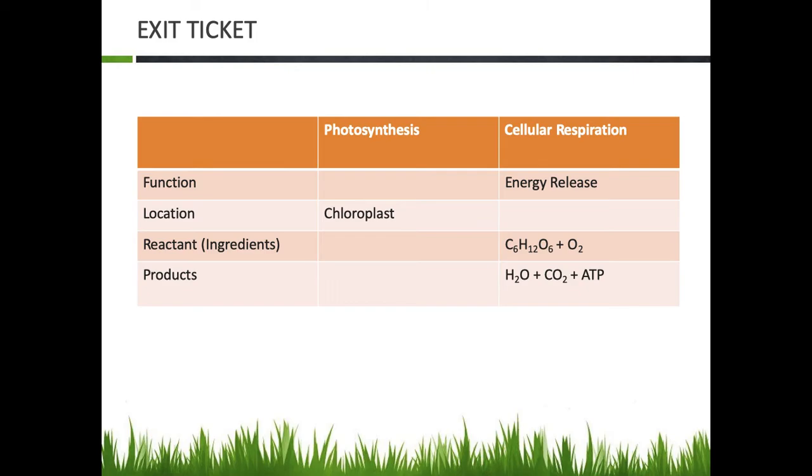What are the reactants of photosynthesis? Well, we need H2O, light energy, and carbon dioxide, CO2. And the products of photosynthesis are glucose, which is C6H12O6, and oxygen, O2. While the reactants in cellular respiration are glucose plus oxygen, C6H12O6 plus O2, and the products of cellular respiration are water, carbon dioxide, and ATP. This is how your exit ticket should look.